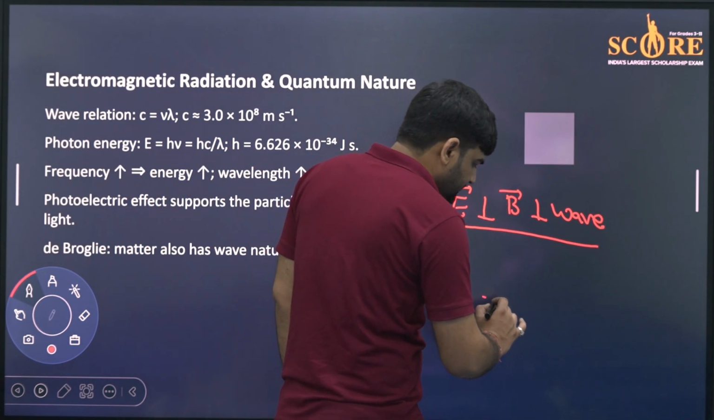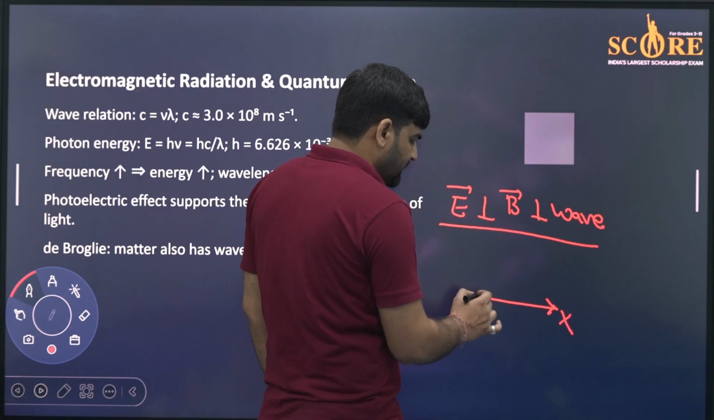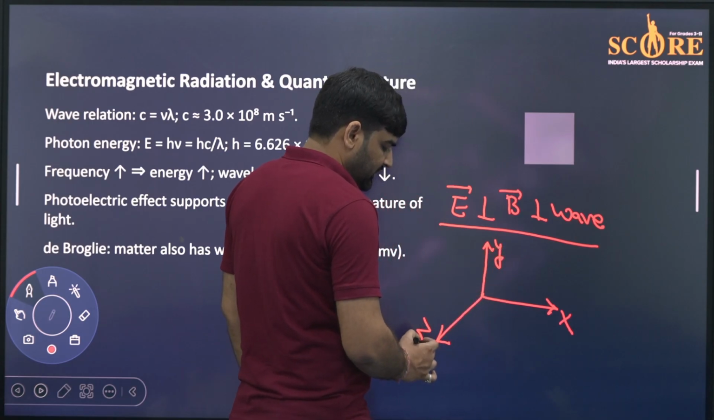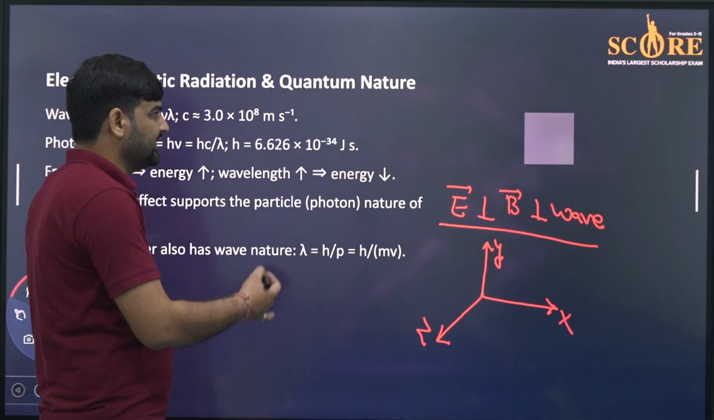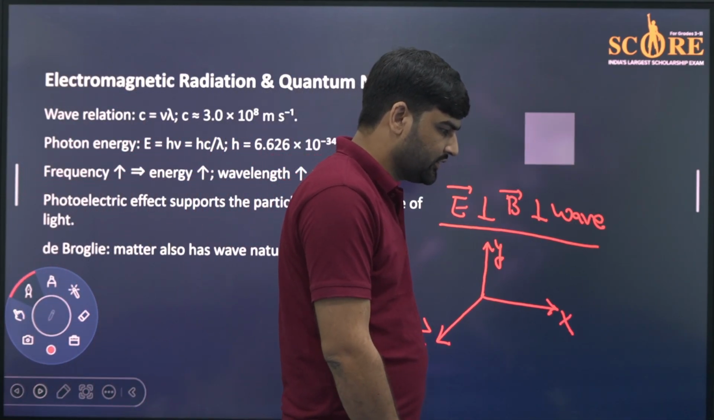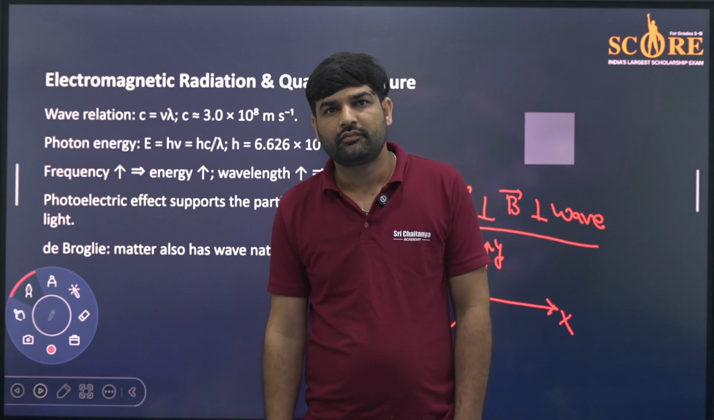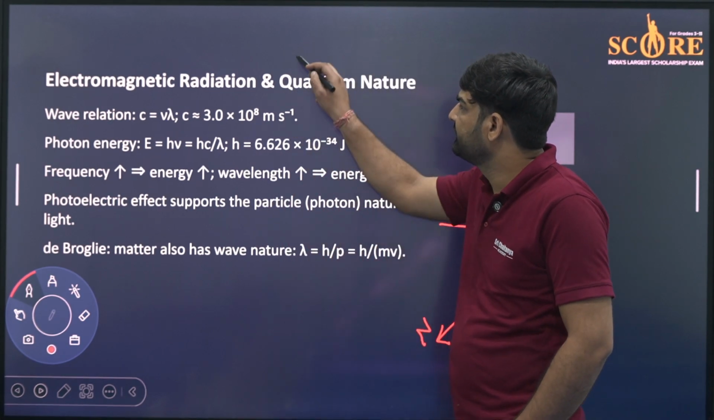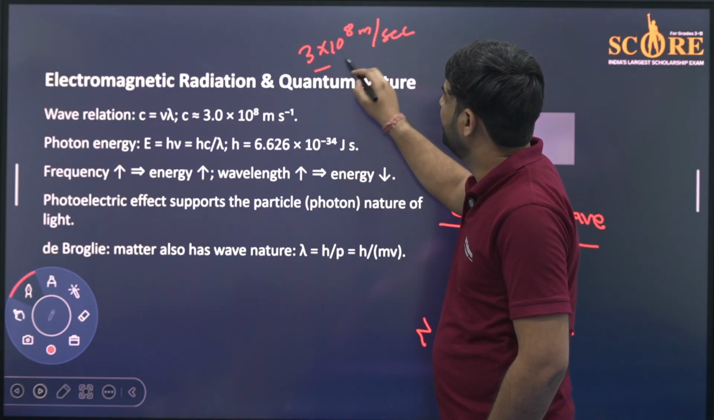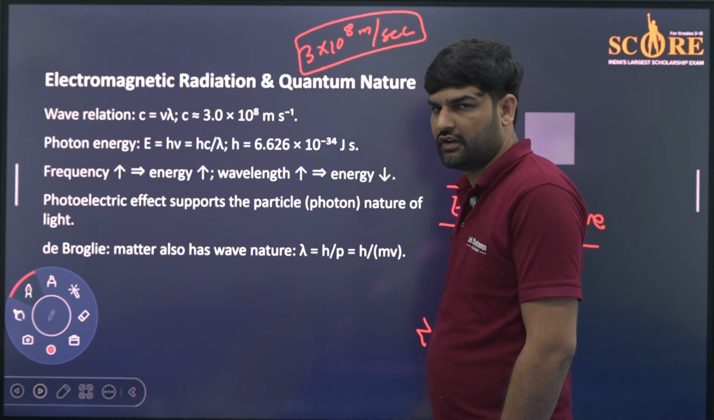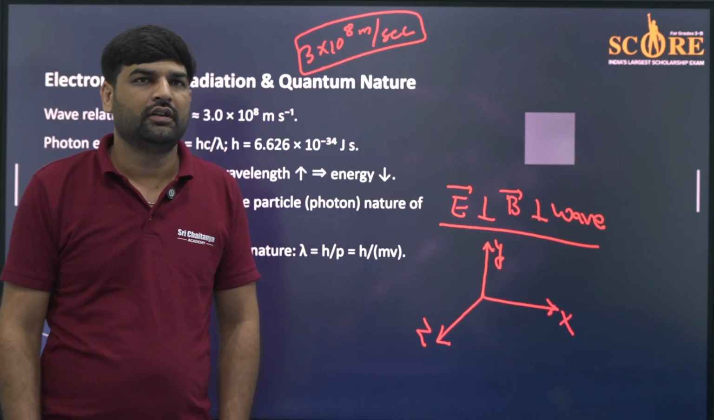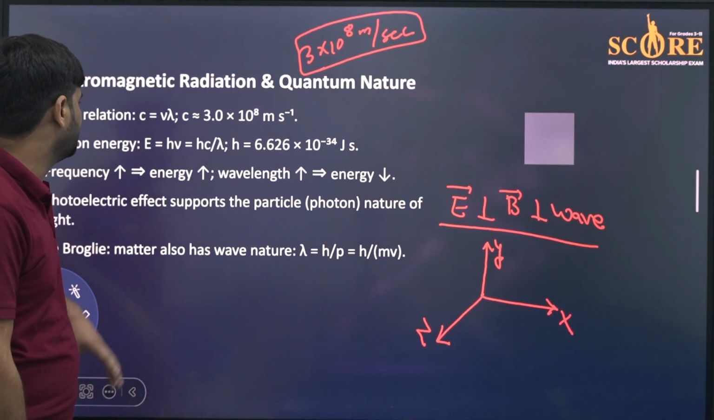If electric field is in x direction, magnetic field in y direction, then propagation of the wave will be in z direction. So this is according to electromagnetic radiation. EMR travels with the velocity of light, 3 multiplied 10 raised to power 8 meter per second. There is no need of medium for EMR, electromagnetic radiation, to travel. Light is a type of electromagnetic radiation also.